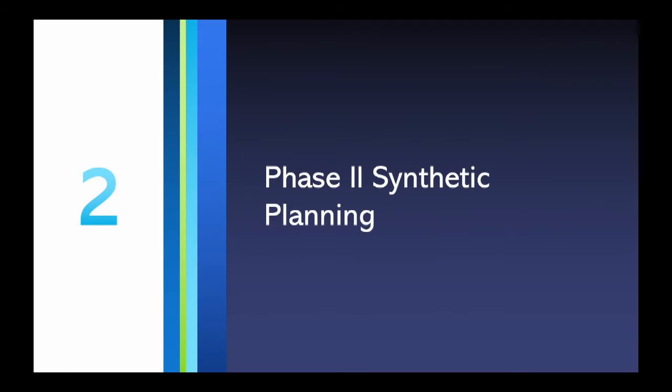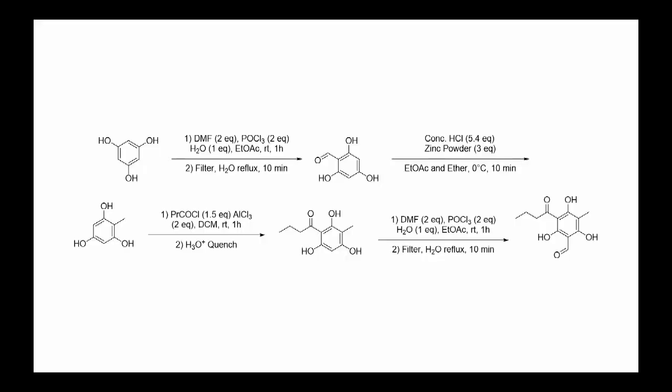In this year, in phase 2, I've been focusing primarily on the fragment B precursor. These are all the steps I performed so far. I started from fluoroglucanol, and I formulated that using a Vilsmeier-Haack formulation. I then reduced that using a Clemmensen reduction. Then I added an acyl group using a Friedel-Crafts acylation, and finally added another formyl group to yield my fragment B precursor.